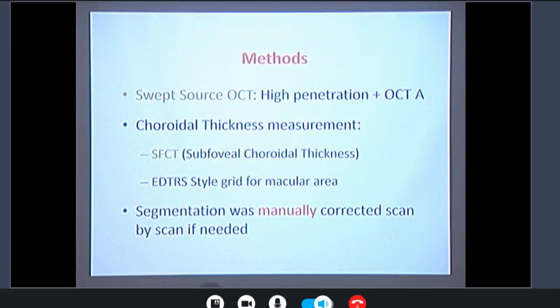With swept source OCT and the software, we achieved a good measurement of the choroidal thickness. We measured the subfoveal choroidal thickness, and also, using the ETDRS grid, we measured the choroidal thickness over the macular area. As you may know, this machine is brand new, and we are among the people leading the development of the software. So I can tell you truly that it was really difficult to use the automatic segmentation. We use the automatic segmentation, as we show you in the pictures, but you have to manually adjust slide by slide so that you can measure the choroid very well.